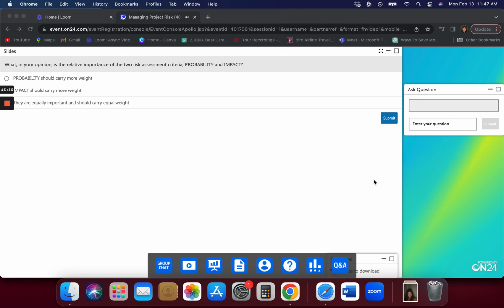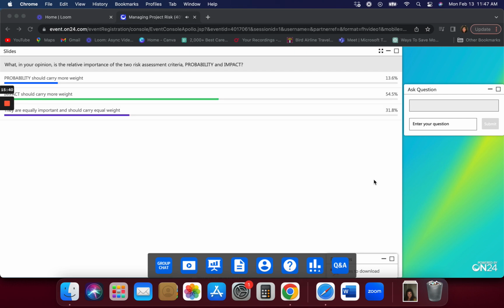Let's have a look at what your thoughts are. 13.6% say probability should carry more weight. Impact, just over half of you say impact should carry more weight, and the rest say they are equally important and should carry equal weight. So I guess it's a judgment call.